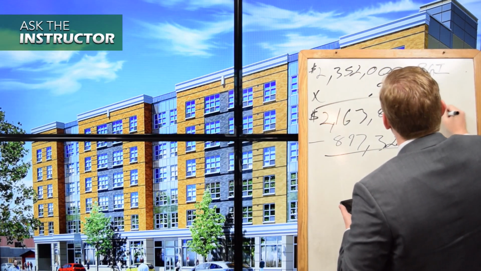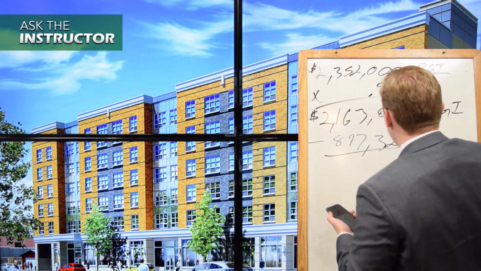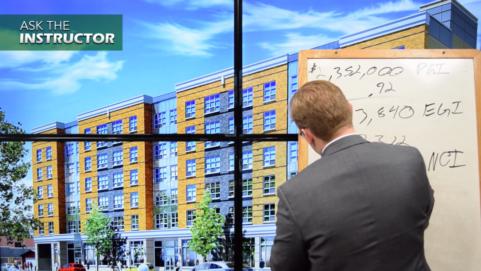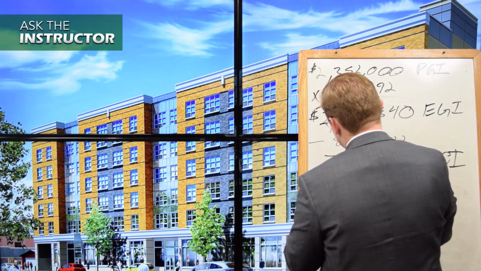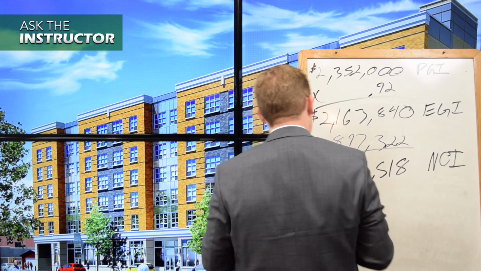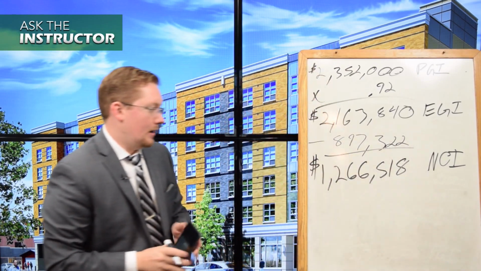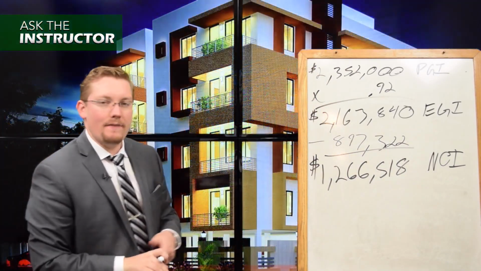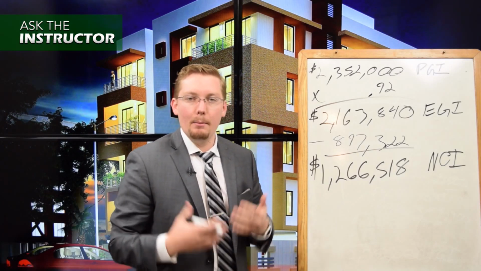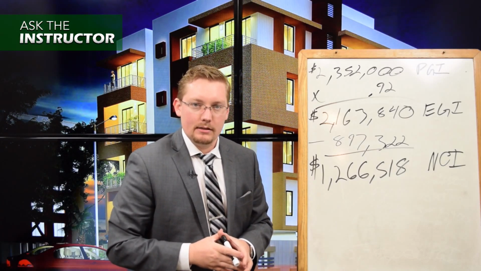this was our EGI, or effective gross income, and now this is going to give us our NOI, which our net operating income is going to be $1,266,518. That would be our net operating income for this particular property.